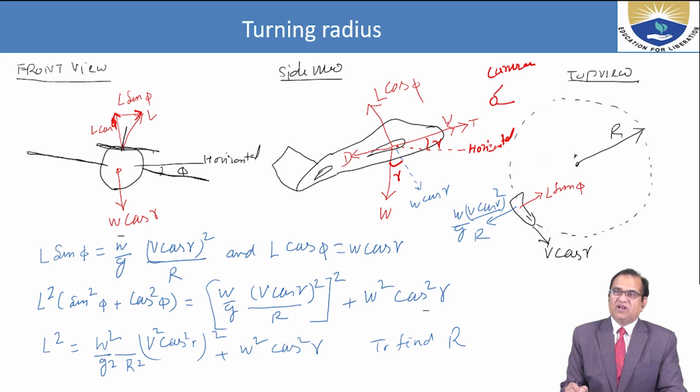This velocity V will be experienced from the top. In the horizontal, this will be V cos gamma, so it is moving with V cos gamma. Here is L sin phi, which is visible from here. This L sin phi will be countered by the centrifugal force, which is W by g, V cos gamma whole square divided by R, that is mV square by R. Here V is V cos gamma, so the velocity tangent to the aircraft path is V cos gamma.